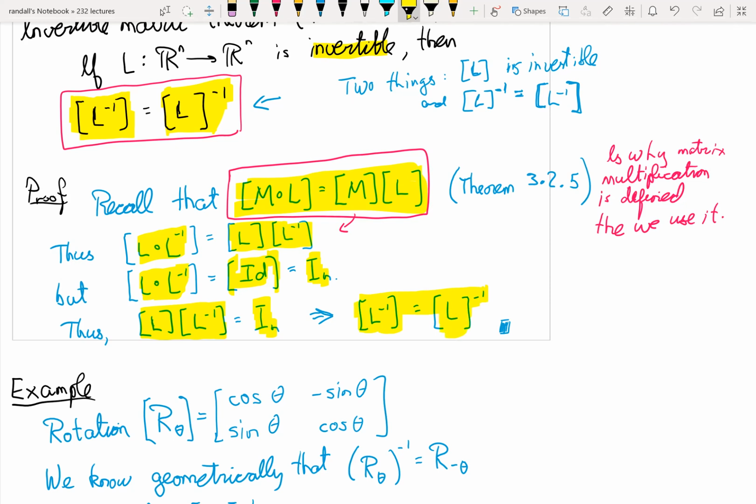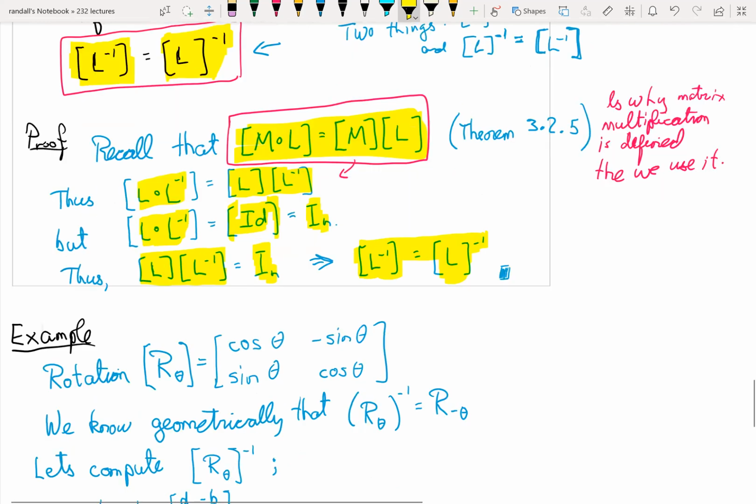Okay, so it's actually a very short proof, uses this powerful theorem 3.2.5, which is a little bit abstract, but not too much. And then a very simple calculation to prove this. So very nice result that the matrix of the inverse of a linear transformation is the inverse of the standard matrix of the transformation. I'll do one example.